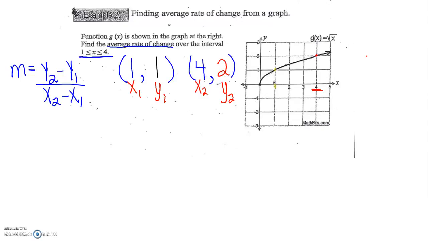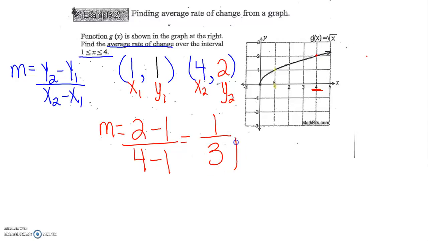Now I'm going to use my formula. M equals y2, which is 2 minus y1. x2 is 4 minus 1. 2 minus 1 is 1. 4 minus 1 is 3. So your slope is 1/3.